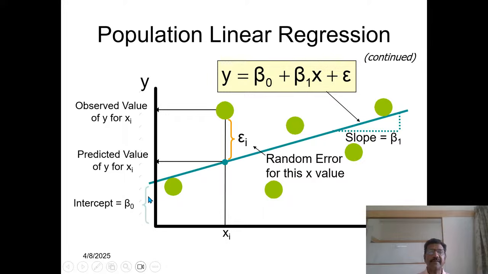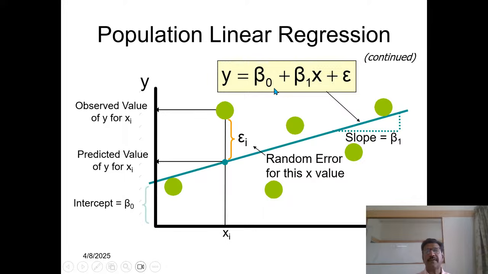What is required? The intercept is required, then the slope of the line. How is the slope calculated? You take two points on the line and join them. The portion parallel to the y-axis is delta y, and the distance parallel to the x-axis is delta x. Slope is calculated as delta y by delta x. That is the slope, beta 1. And beta 0 is the intercept, how much it is. According to whatever scale you have taken, you measure this value, that is beta 0.